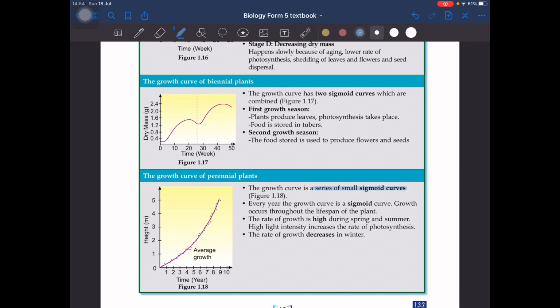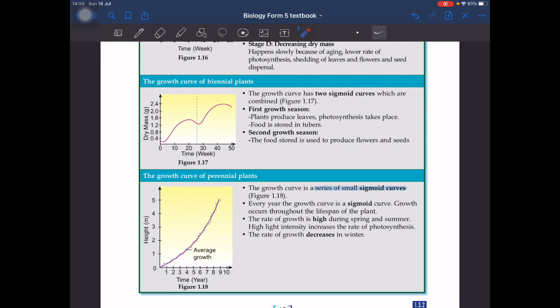So if you see a question in your test, your quiz or exams, and it shows a series of small sigmoid curves like this, but there's no line of best fit, it is still the growth curve of a perennial plant, because you know that it is a series of small sigmoid growths, as you can see here. You can also see the difference between the annual and biennial plants and the perennial plants: the time phases are in weeks for the other two, and for perennial plants it's years. So every year the growth curve is a sigmoid curve.